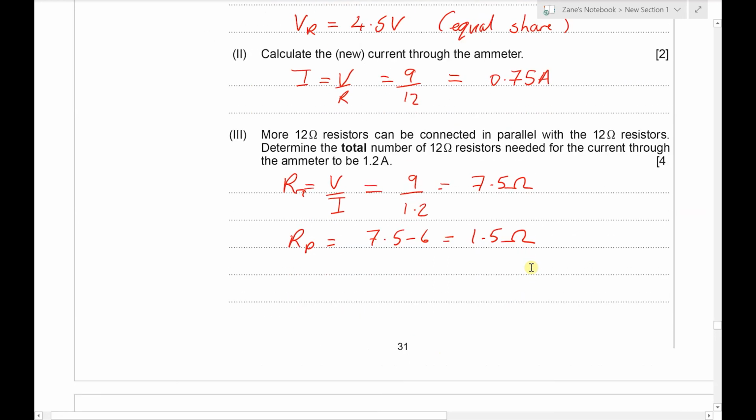So what we could write down here is an equation along the lines of 1 over the total parallel resistance is going to be n over 12, where n here will be our number of resistors. That comes from 1 over 12 plus 1 over 12 plus 1 over 12, n times. So a quick bit of rearranging. n is going to be 12 times 1 over the 1.5 we worked out up here, and therefore n is 8 resistors.